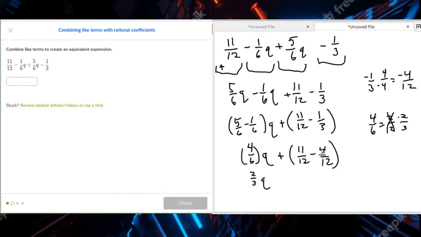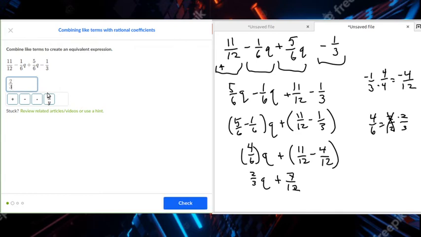And this is 7/12. Okay, 11 minus 4 is 7. So I'm going to press this button, and I'm going to press 2, and then down 3, and I'm going to press right q plus, I'm going to press 7 and down 12.